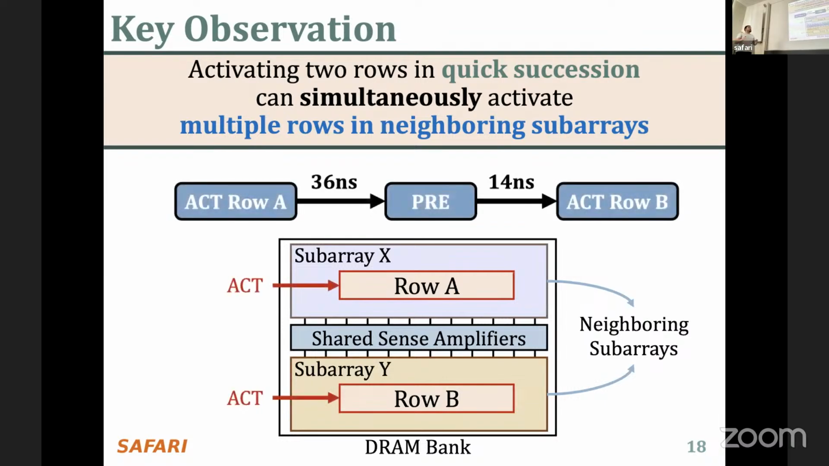In nominal, standard DRAM operation, when we issue this command sequence, at a single time we will activate only 1 DRAM row, which is either row A at first or row B. However, when we greatly violate this timing, as you can see from 36 nanoseconds to 3 nanoseconds, we observe that we can activate multiple DRAM rows due to the hierarchical row decoder circuitry that DRAM chips have.